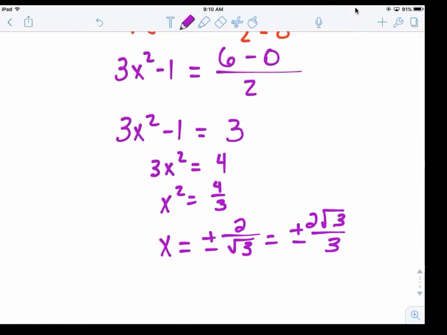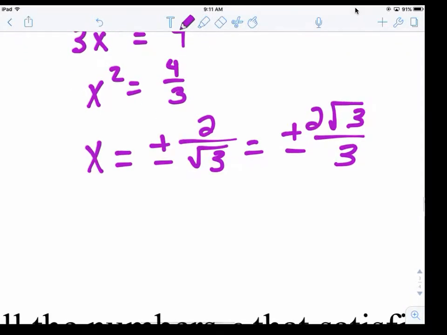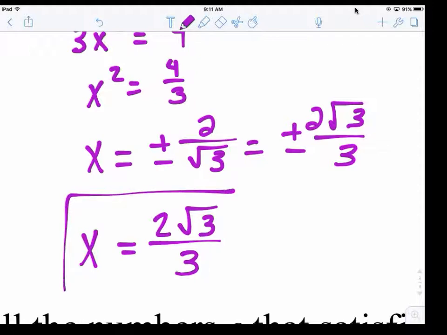Okay, now, which one can I get rid of? 1. Right, good. So your only answer would be x equals 2 radical 3 over 3. Yes.